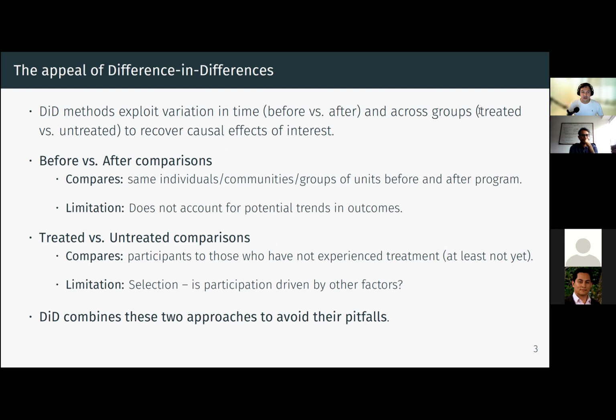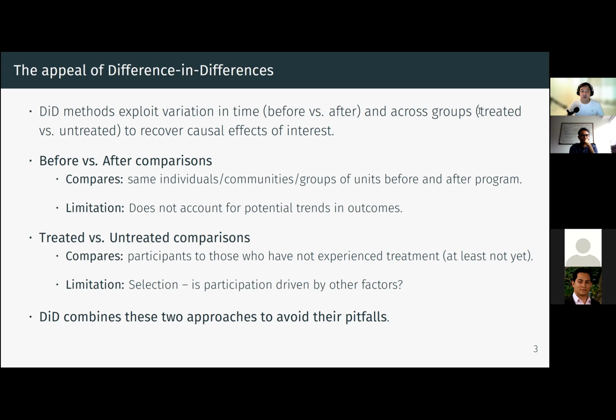So suppose I have variation in timing. I have time 0 and time 1, or time 1 and time 2. And I have different groups, one group that is treated and one group that is not treated. In this kind of combination, I can do different comparisons. I can do before versus after.